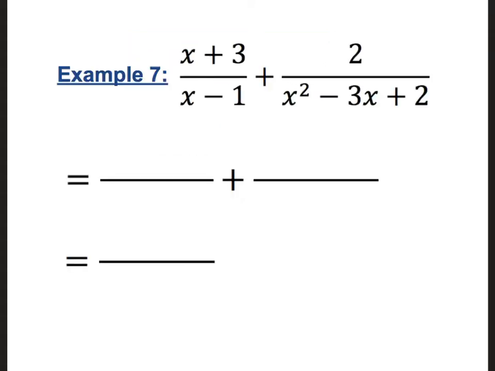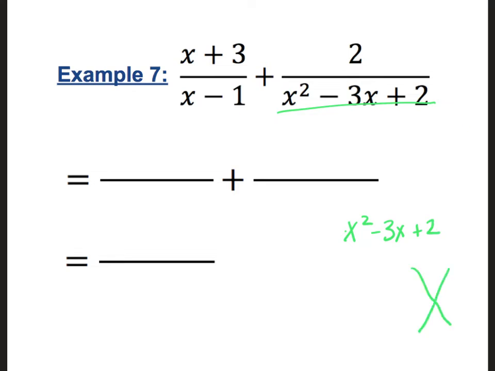Example 7 says x plus 3 divided by x minus 1 plus 2 divided by x squared minus 3x plus 2. So the first thing I'm going to do is we want to have a common denominator, but we need the denominators of our fractions to be factored. So I noticed that the second one, x squared minus 3x plus 2, isn't factored. So I'm going to go ahead and do that down here.